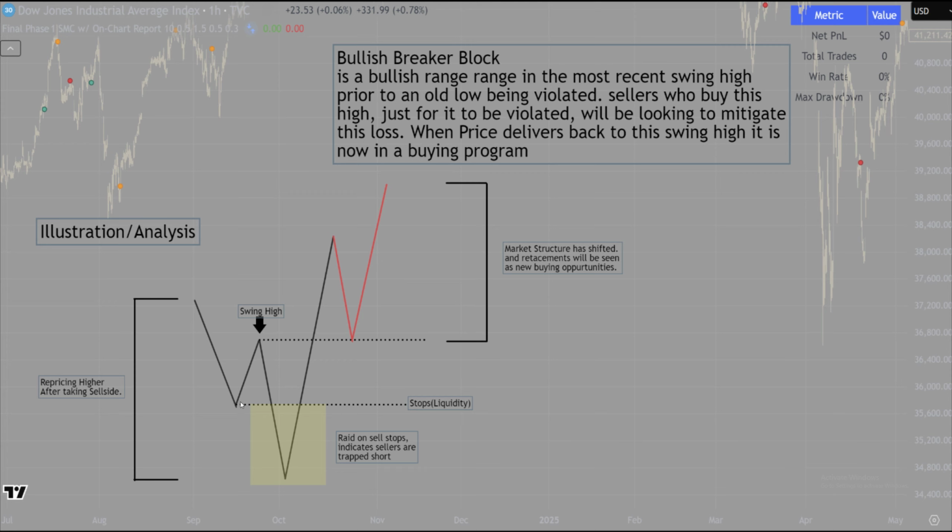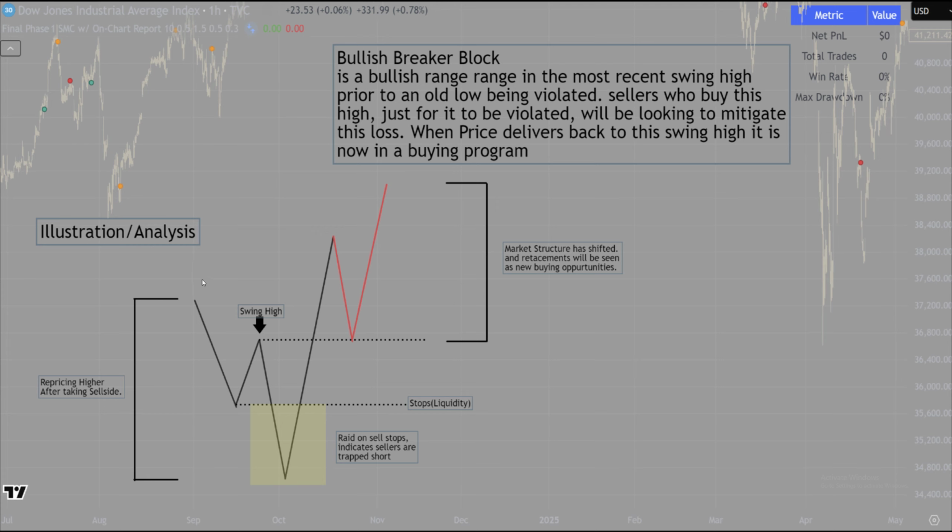Right here, we have liquidity, trades up, swing high. Most recent swing high, raids out this liquidity of the swing low, traps these people short. Now that these people are short, it's going to displace above this swing high. When we displace above the swing high, we're looking for price to drip back down into this level and go right back up. Same thing afterwards: anything after this event, any retracements will be seen as new buying opportunities or longing opportunities. And this right here is a bullish breaker block setup.